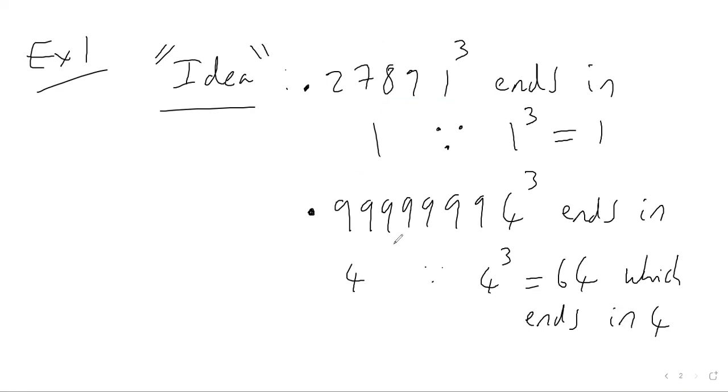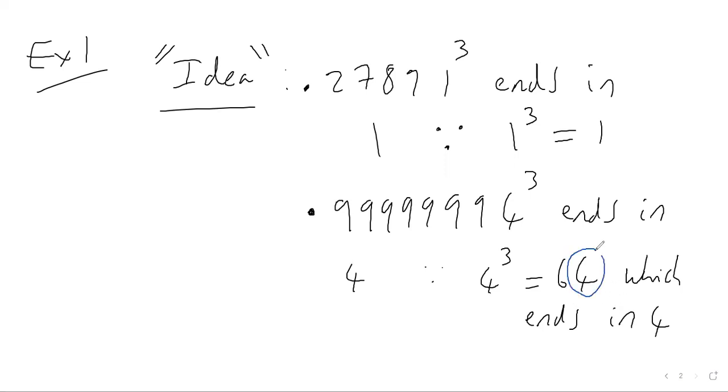And we can use the same logic here. When we've got this number, 999,999,94 cubed, we know that this number must end in the number 4. That's because this last digit cubed is 4 cubed, and 4 cubed we know is 4 times 4 times 4, which is 64.